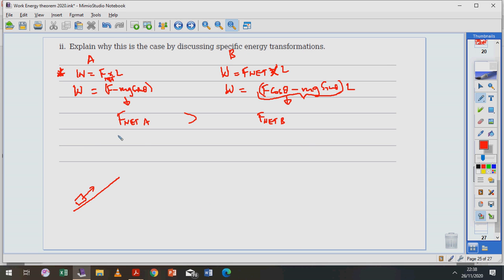Since the F net is bigger, that means the change in kinetic energy in this case is bigger than the change in kinetic energy in this case, right? In B, the change in kinetic energy is smaller than the change in kinetic energy in A, because work done equals a change in kinetic energy, and therefore the final velocity in A is going to be greater than the final velocity in B. So please, if you write these things just the way I've written them here, and someone looks at them, I don't think they can clearly reproduce your thinking process. So it helps if you use words to accompany these explanations or these equations if you decide to use them.